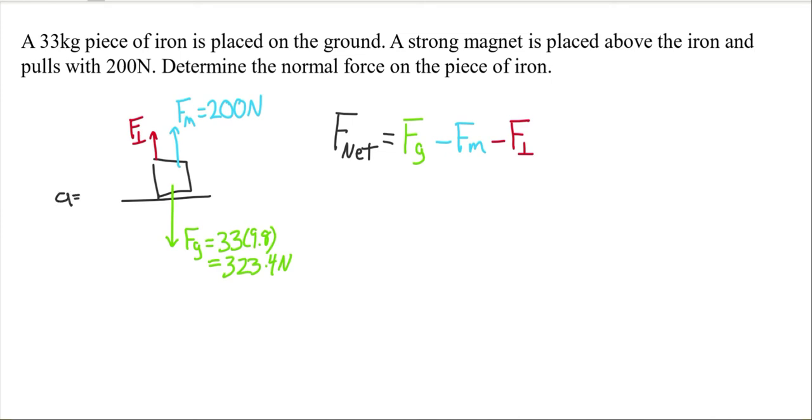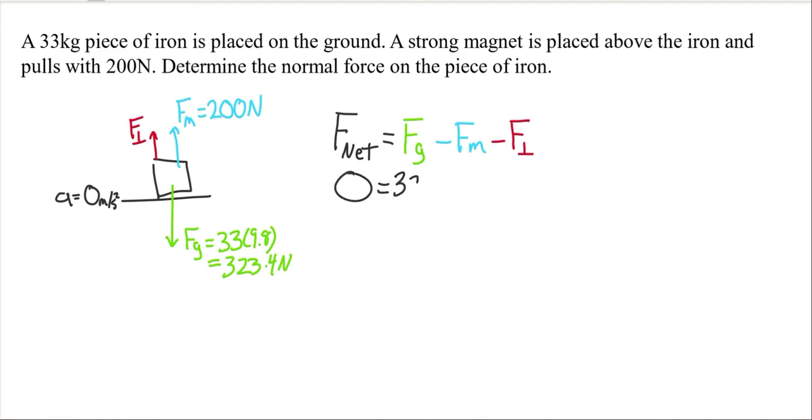Is this accelerating? No, it's not accelerating. The magnet isn't strong enough to pull it off of the ground because gravity is stronger than the magnet. And gravity won't be strong enough to break through the ground because the ground's pretty tough. So the ground will be able to provide a normal force. So our acceleration is again 0 meters per second squared, meaning our net force is 0. So we can solve that here.